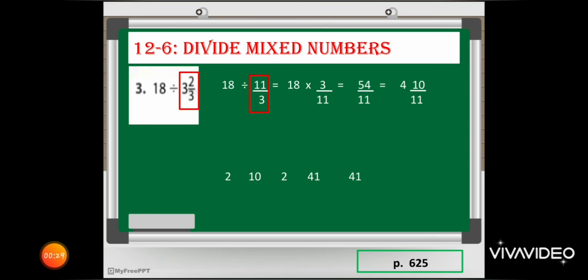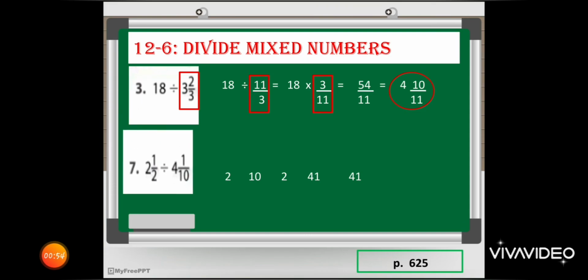Then after doing this, we will change the whole equation into a multiplication equation. However, we have to consider the fraction divisor. We have to flip it. So we have 3/11. Multiplying these numbers will result in 54 over 11, or simply 4 and 10 over 11.